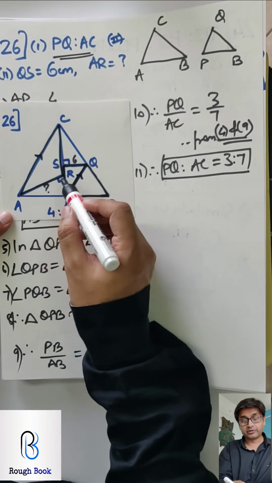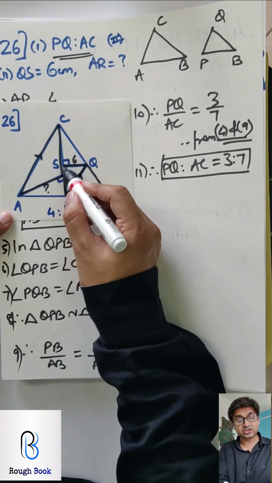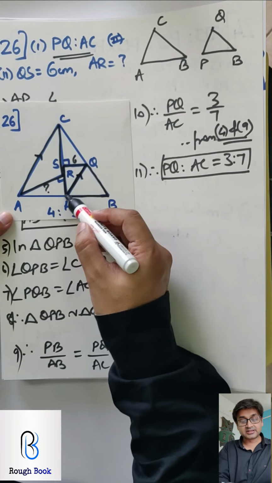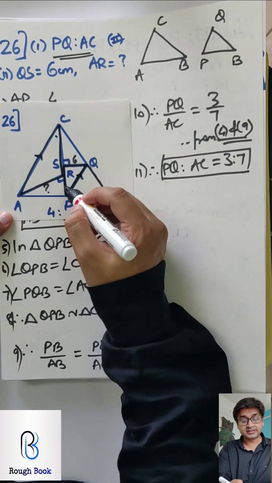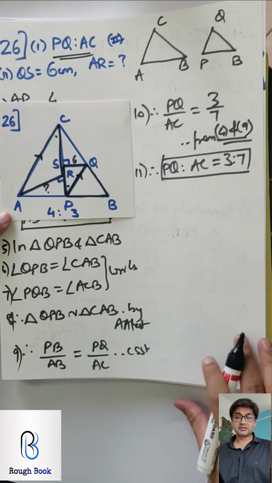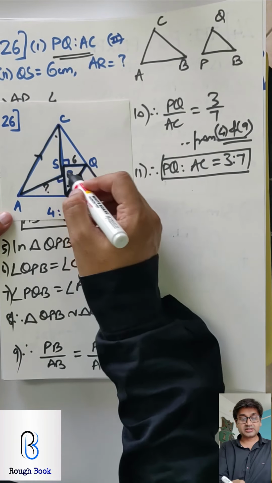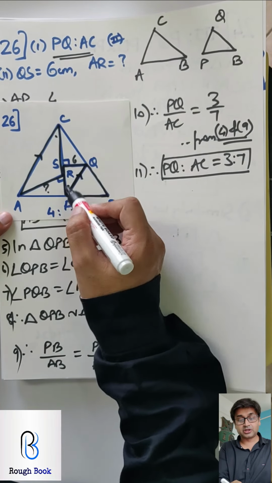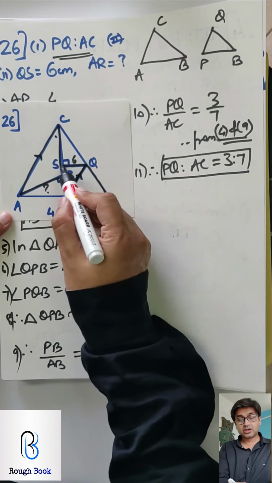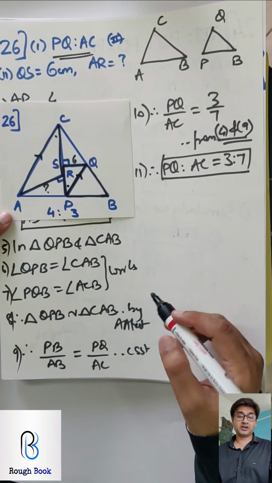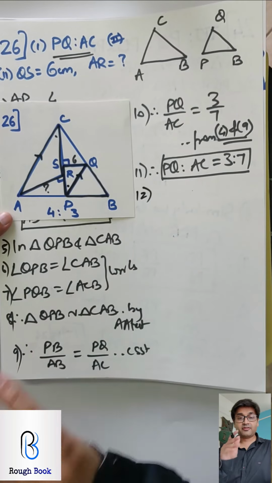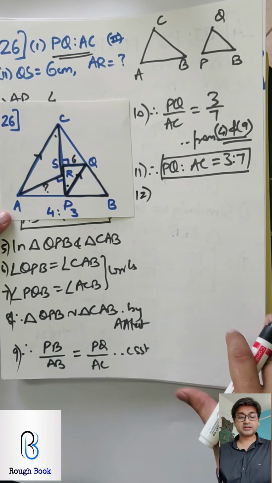So 1 and 2, we will prove the two triangles similar. One is each 90. And second, can you see the Z going over here? Alternate angles. Therefore the triangles will be similar by AA test. Once the triangles are similar, I will say PQ upon AC, which is known, QS upon AR, and I will get the value of AR. So come on, let's write. First write 4 steps, come back, then we'll go ahead.